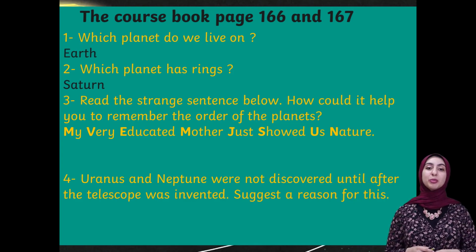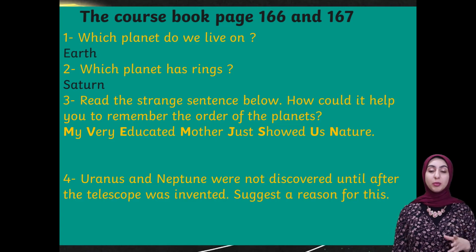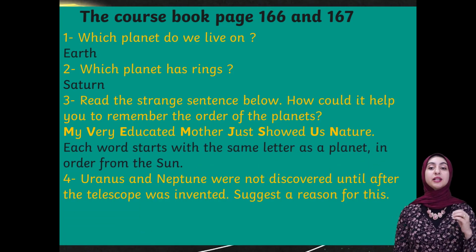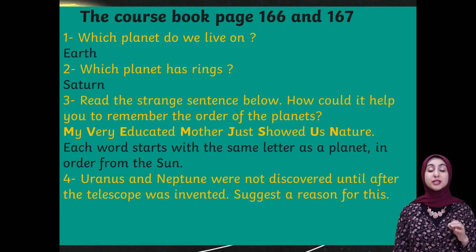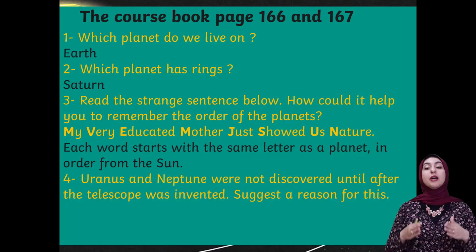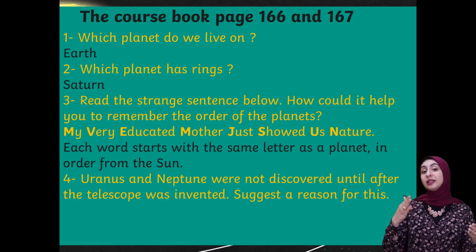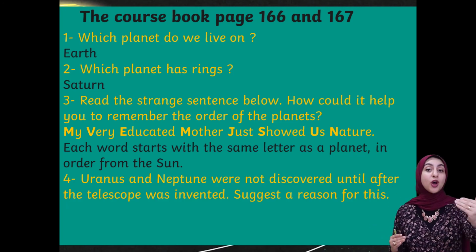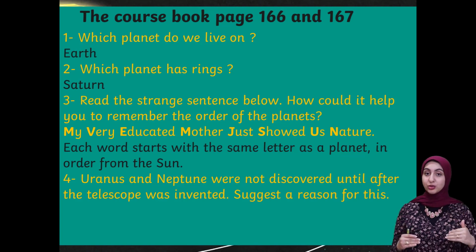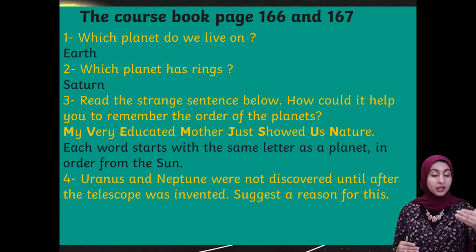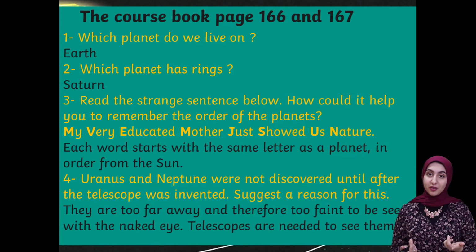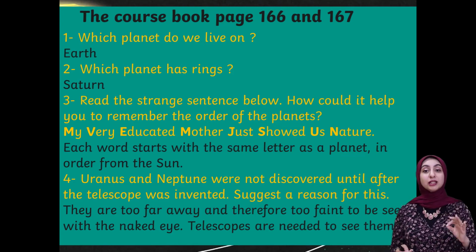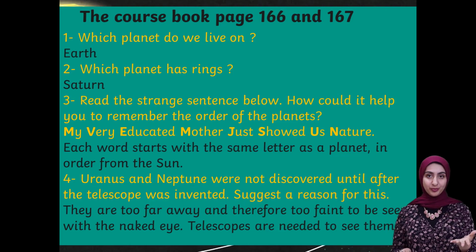Okay, question number 4. Uranus and Neptune were not discovered until after the telescope was invented. Suggest a reason for this. Okay, because Uranus and Neptune are far away from the Sun and also far away from the Earth, so we will not be able to see them with our naked eye, right? So we need telescopes to see them.